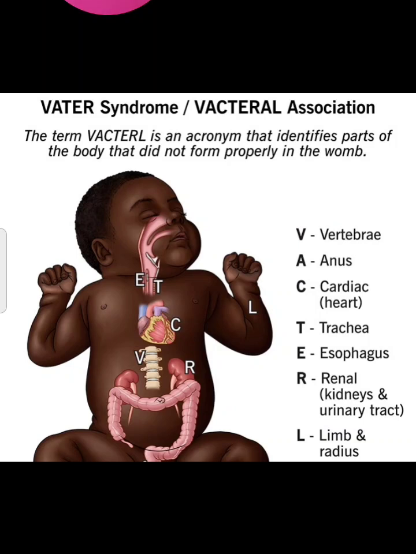Okay, in VACTERL association what we see is vertebral anomalies, anal atresia, cardiac defect, tracheoesophageal fistula, renal anomalies and limb defect. So a lot of malformations are there, still we don't know the exact gene. Okay, we call them association.